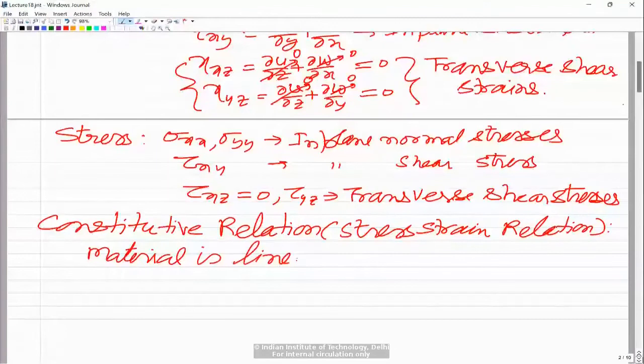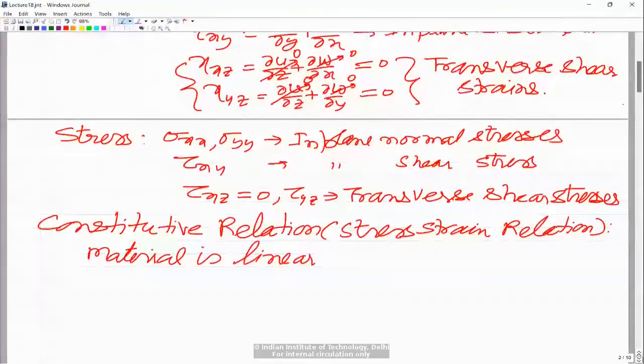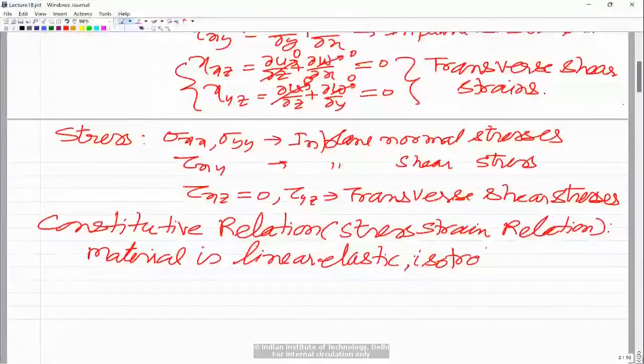Linear means the relationship between stress and strain is linear, and elastic means it remains within the elastic limit. So if you unload it, it comes back to its original configuration. And isotropic means that the material properties are the same in all directions. We are not saying whether it is homogeneous or not.